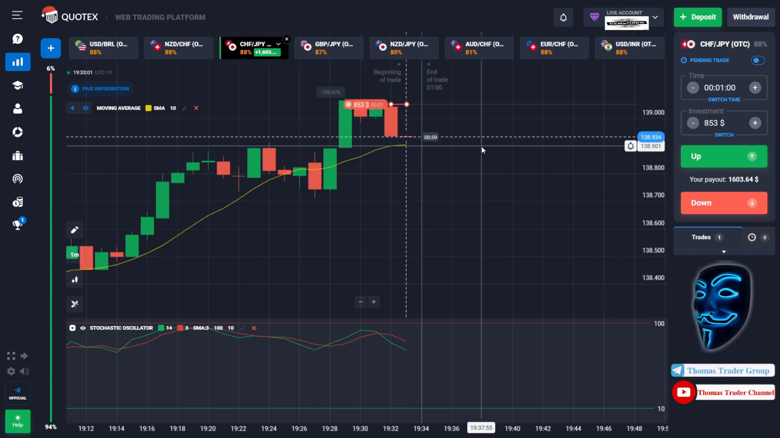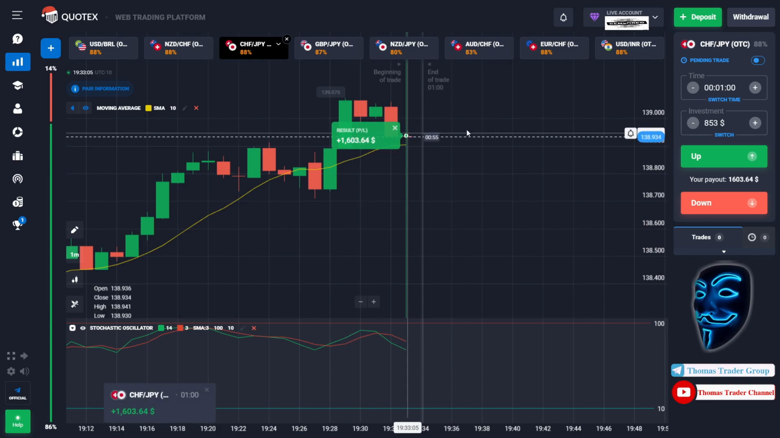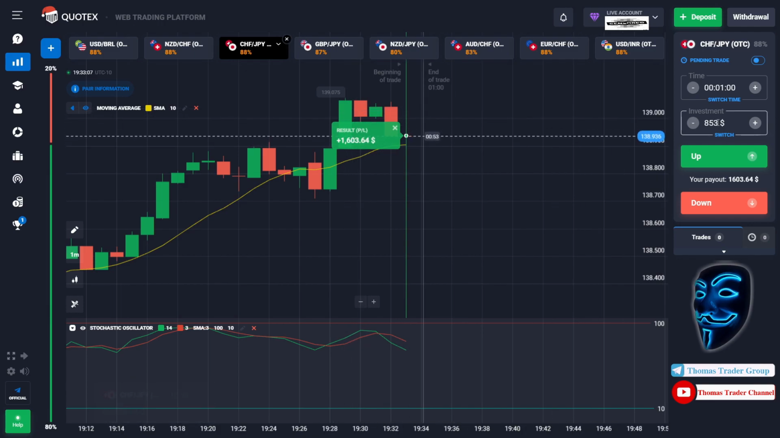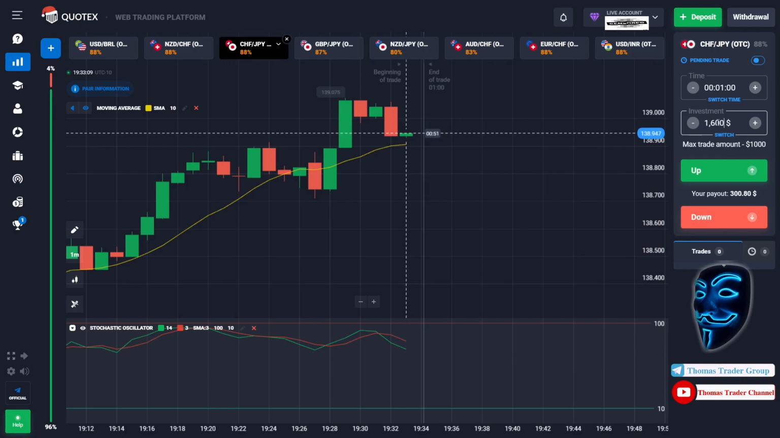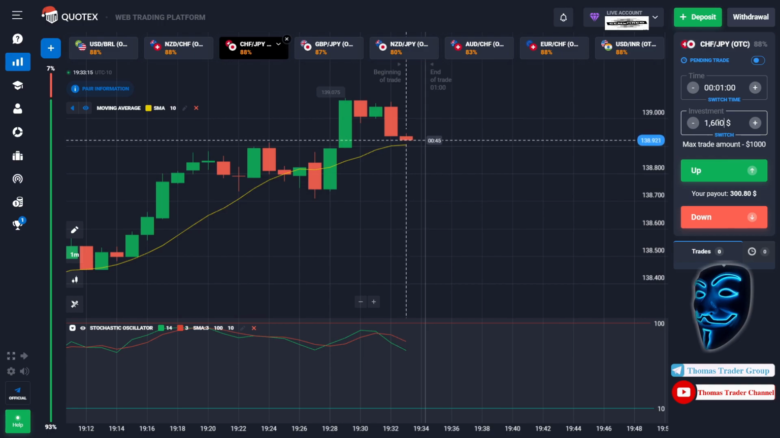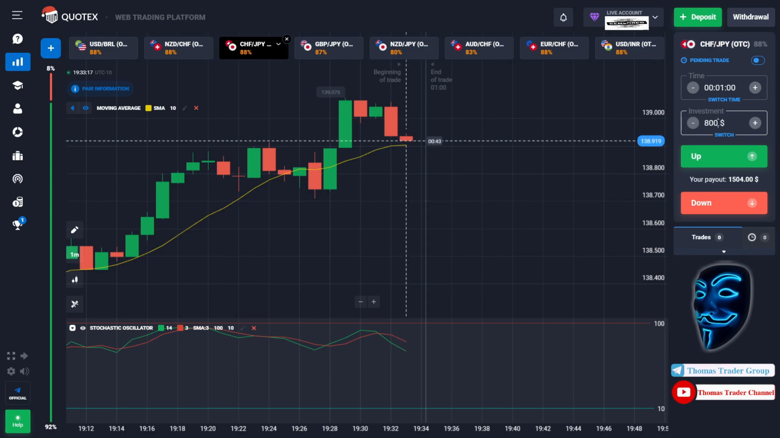We made a right prediction over here. We made a profit of $1,600. Since the maximum trade amount is only $1,000, we will divide it into two. We will open two positions of $800 in the next open position. Let's change our investment into $800 and let's find the other market.